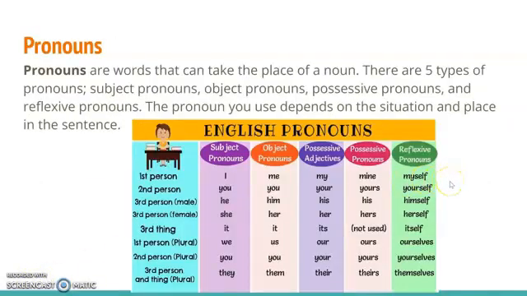So again, these little words are pronouns. There are a lot of them, and they're good to know. They're good to have memorized. And there are 5 different types of them.